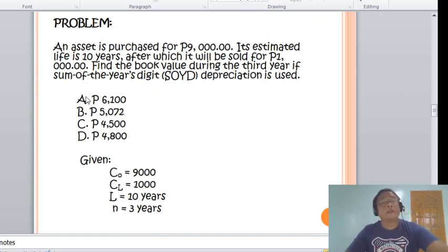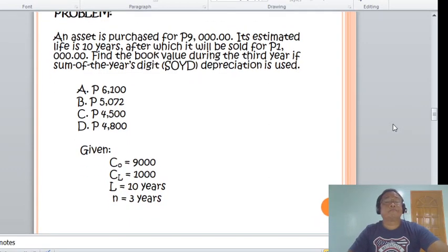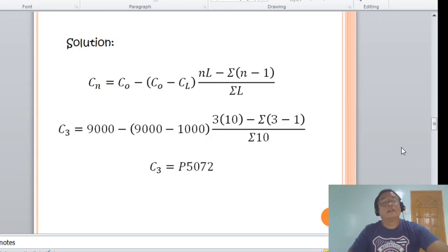So we have here the options A, B, C, and D. The given values: the original cost is 9,000, the salvage value is 1,000, the life is 10 years, and the book value during the third year is of course required. So let us now come to the solution. Okay, so that is class.